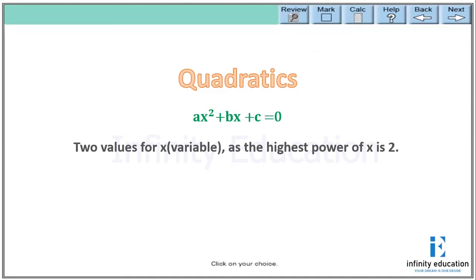So if you find that the highest power of x is 3, we know there are 3 values for x. For the same reason, whenever we get a linear equation with a single variable, there is a single value for that particular variable. Now let's see some examples.